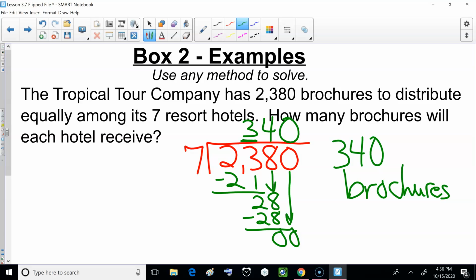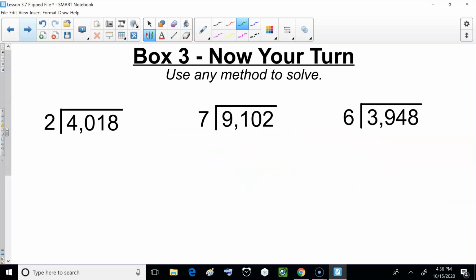So you can pause the video, use this as your example to help you moving forward. It's now box 3, so you can draw a line right down box 3. Now your turn. Use any method to solve. You have the following problems: 4,018 divided by 2, 9,102 divided by 7, and 3,948 divided by 6. So pause the video, take your time, and good luck at doing your best work. You got this.